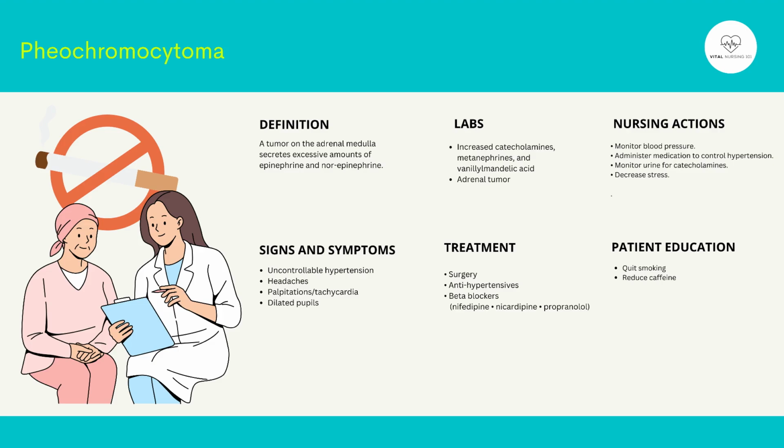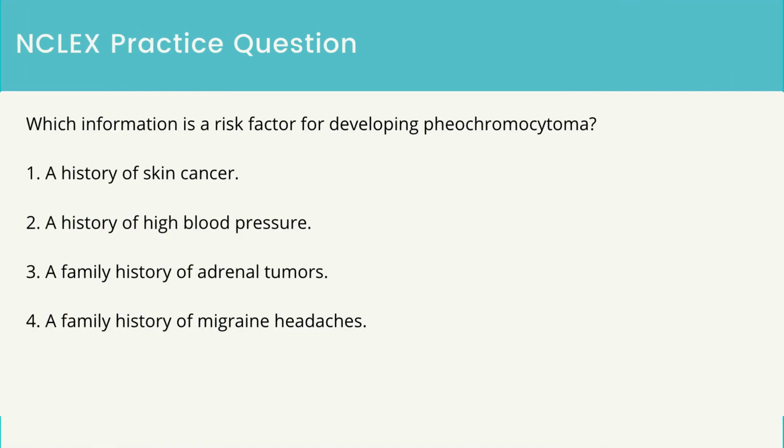Alright, well you made it to the end of the video. Back to that question at the very beginning of the video. Which information is a risk factor for developing Pheochromocytoma? 1. A history of skin cancer. 2. A history of high blood pressure. 3. A family history of adrenal tumors. 4. A family history of migraine headaches.